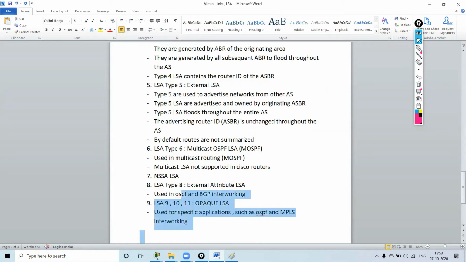So these all LSAs 6, 7, 8, 9, 10, 11, these are not part of our CCNP. Okay, I just gave you the names of these LSAs. Okay, the important ones at the CCNP level are these 5 LSAs.